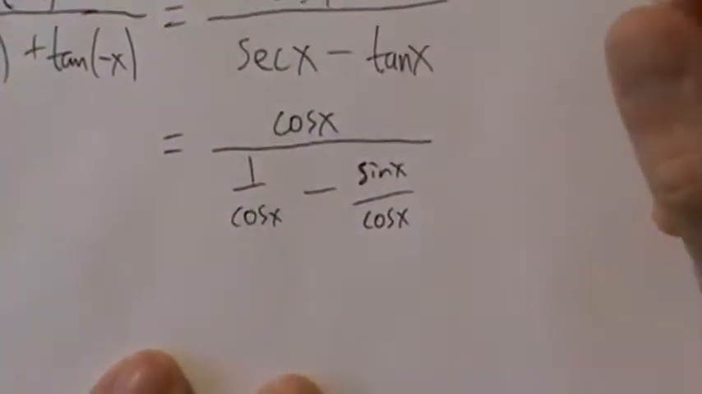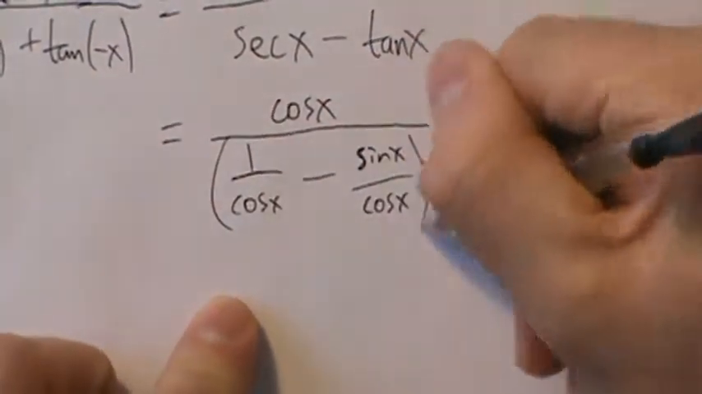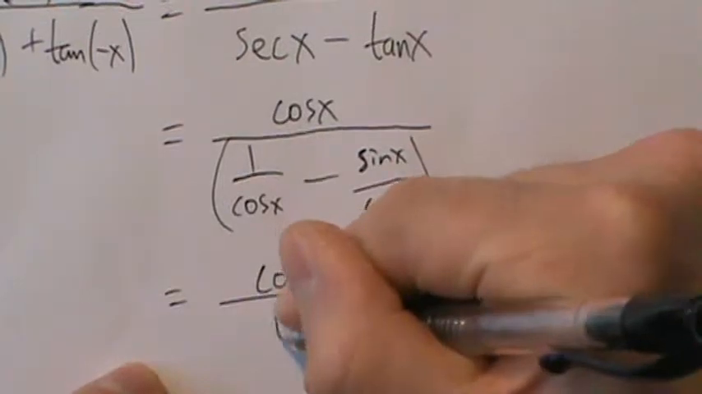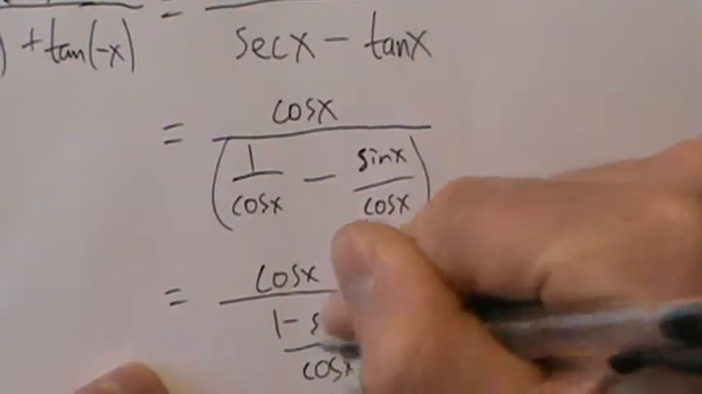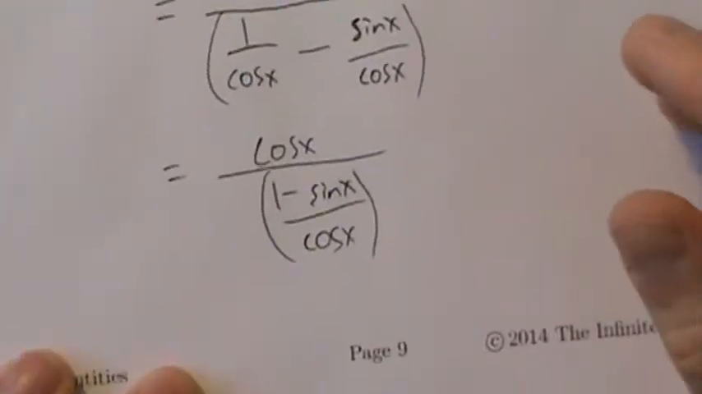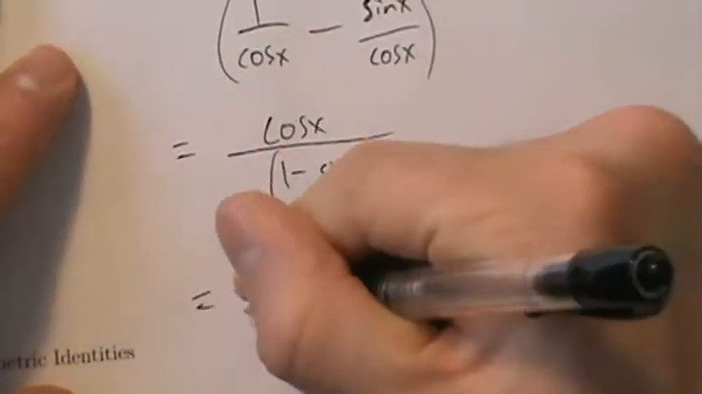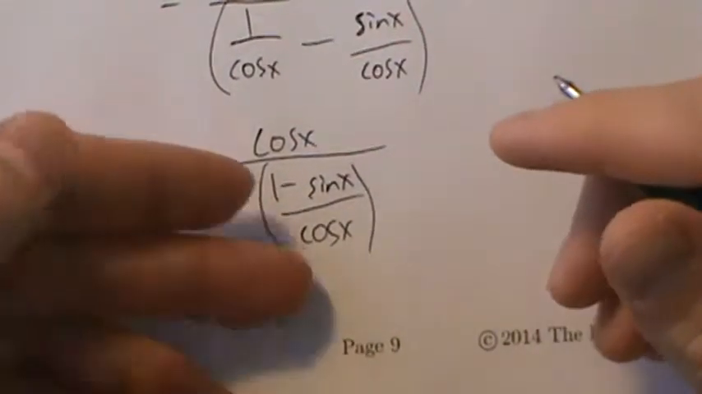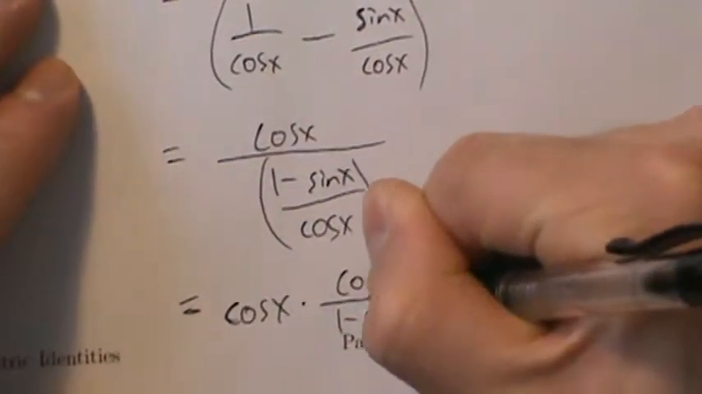Okay, now we already have a common denominator. That's great. So that's going to be cosine of x divided by 1 minus sine of x over cosine of x, like this. And then cosine of x divided by this fraction is the same thing as cosine of x times the reciprocal of that fraction. So take this fraction, flip it. So that's cosine of x times cosine of x over 1 minus sine of x.